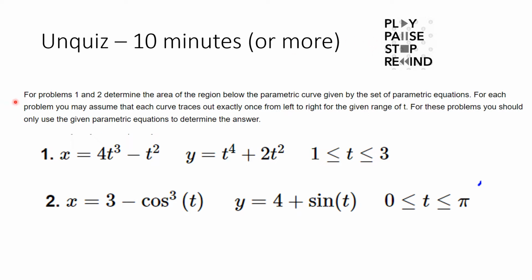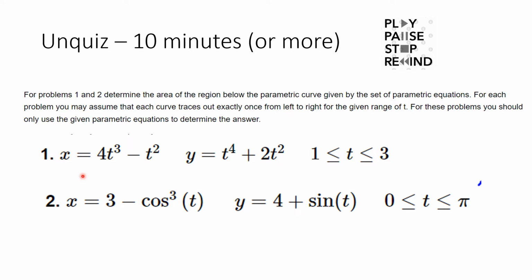And the directions are, for problems 1 and 2, determine the area of the region below the parametric curve given by the set of parametric equations. In fact, you may want to try to graph these as well. For each problem, you may assume that each curve traces out exactly once from left to right for the given range of t. And for these problems, you should use only the parametric representations to determine the answer. You do not have to try to eliminate the parameter.